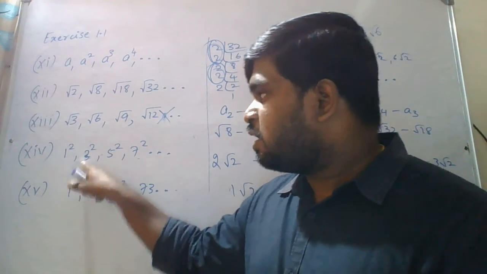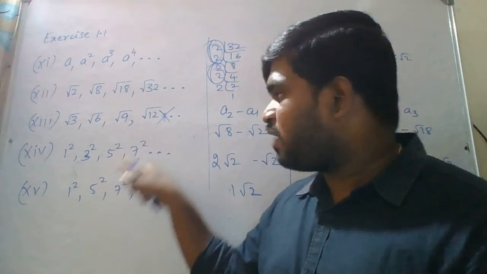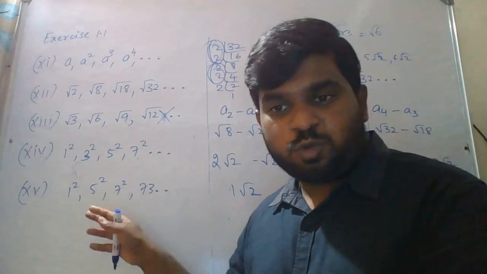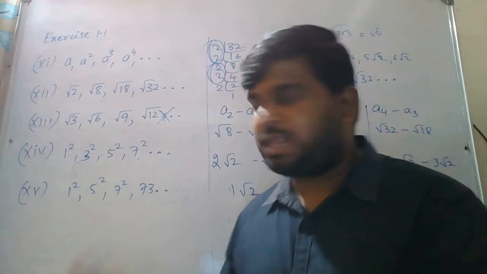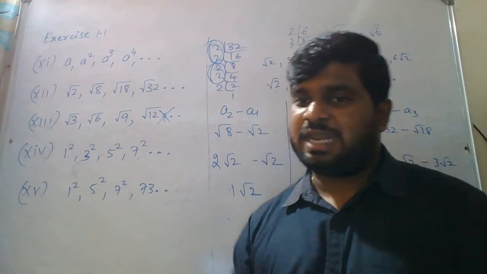1 square is 1. 3 square 9. 5 square 25. 7 square 49. You have to do that. Then you have to subtract. Definitely you won't get the same answer. Therefore this is not an AP. Similarly you can try out the next one.